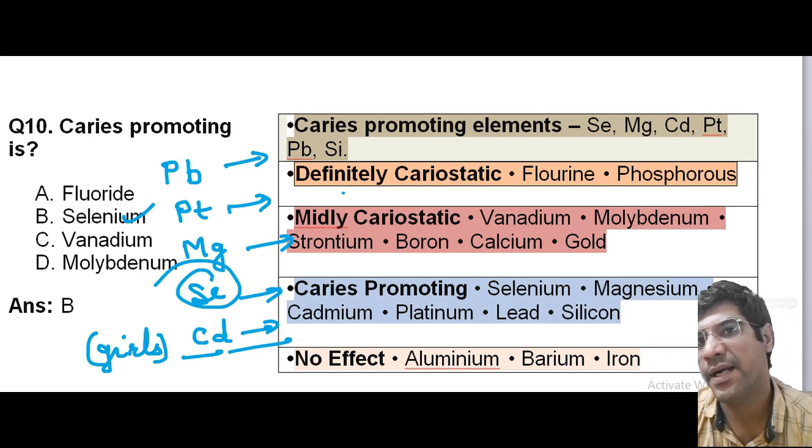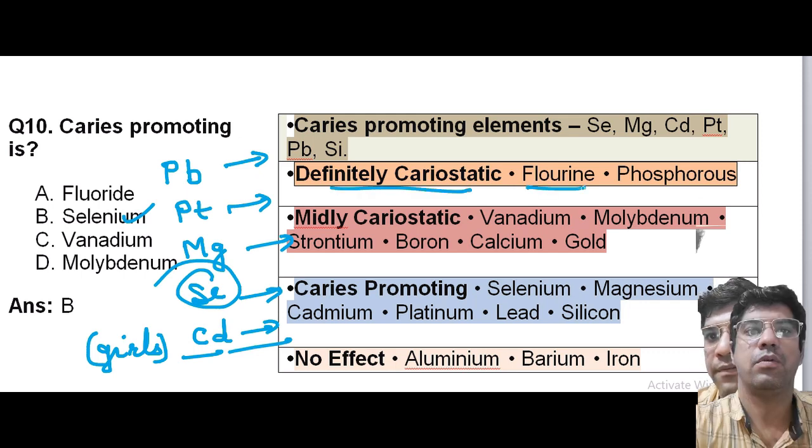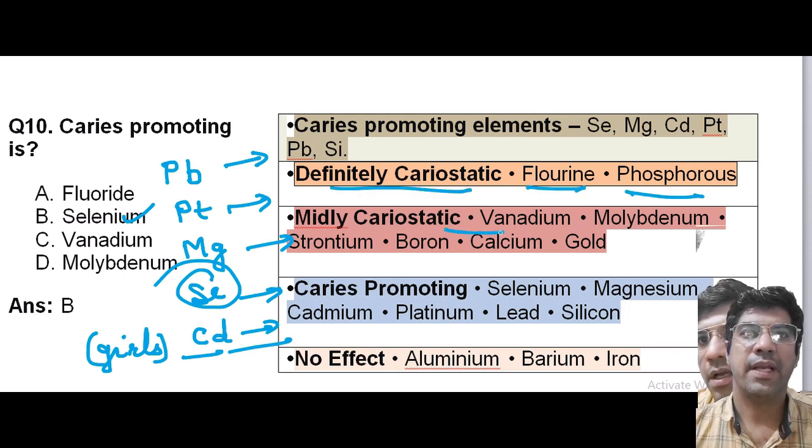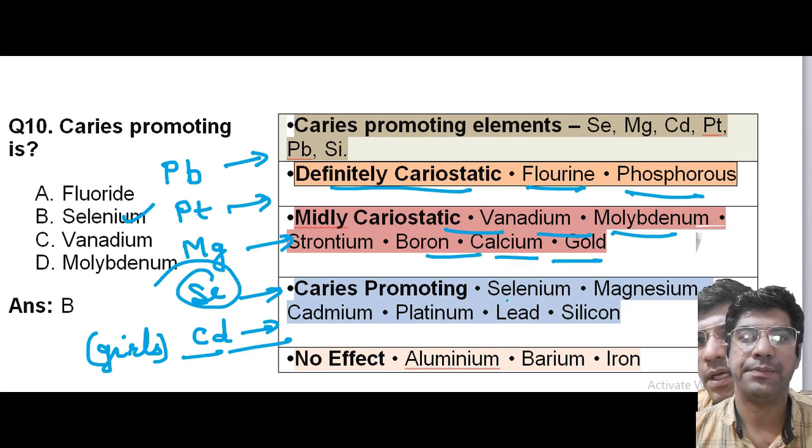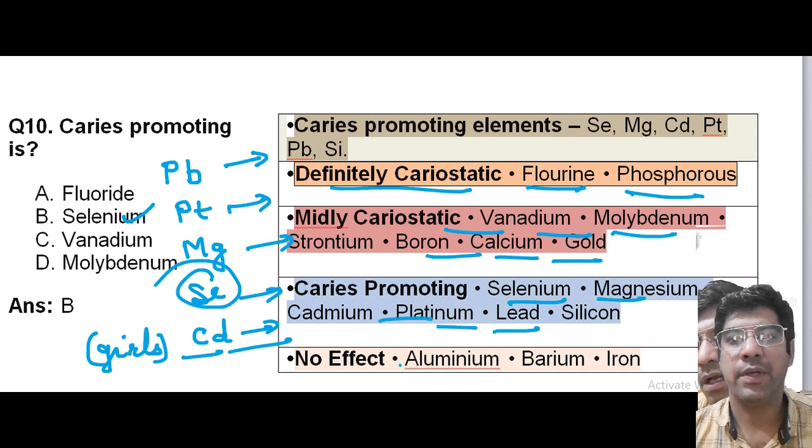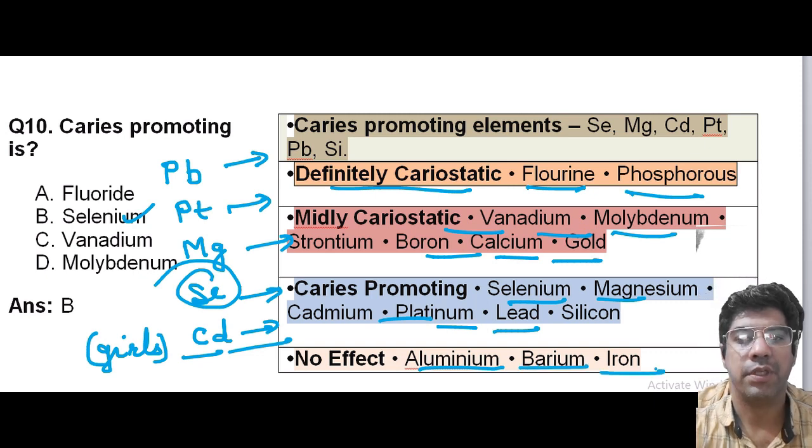Now apart from that, the definitely cariostatic are fluorine, phosphorus. Mildly cariostatic are vanadium, molybdenum, boron, calcium, gold. Caries promoting are selenium, magnesium, cadmium, platinum, lead. Those that have no effect are aluminium, barium and iron. Remember them from your entrance exam point of view.